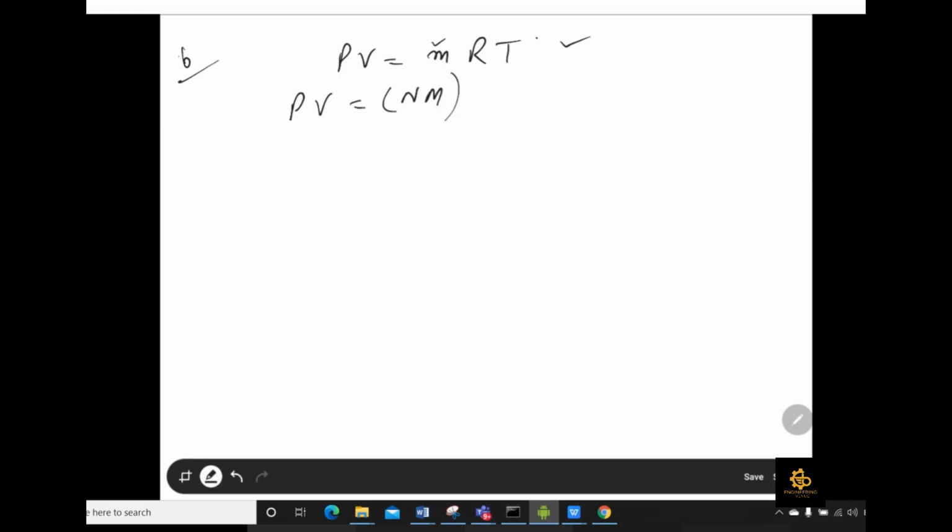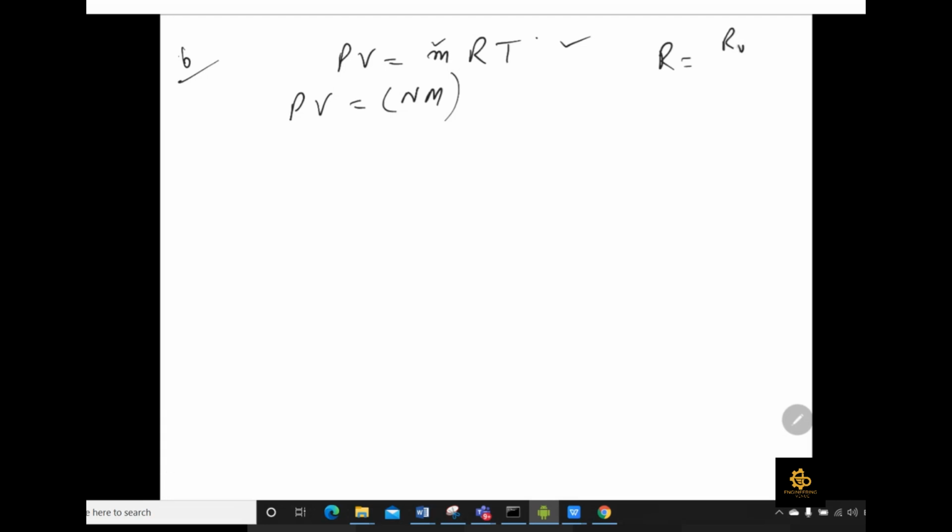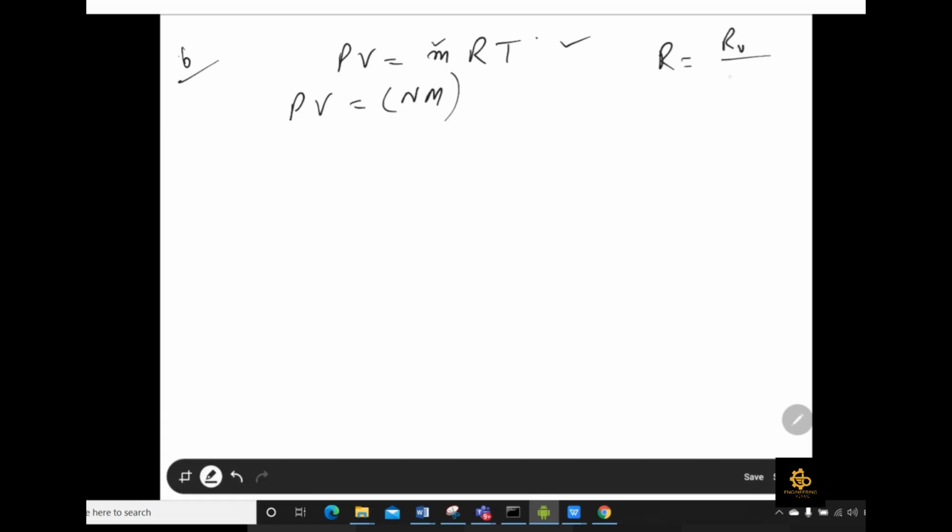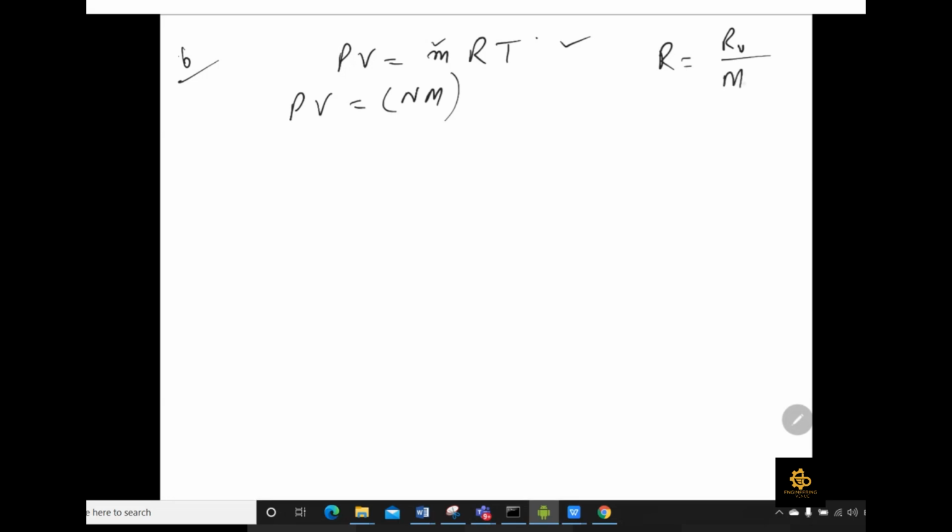Okay, so N into molar, capital N. So now here R, which is the gas constant, we already know that your gas constant is equal to the ratio of universal gas constant to molar mass of the mixture. Okay, so this is, you can say, Rn. So here you can just put the value of R, which is universal gas constant, over molar mass of the mixture. Okay, and this is also molar mass of the mixture.